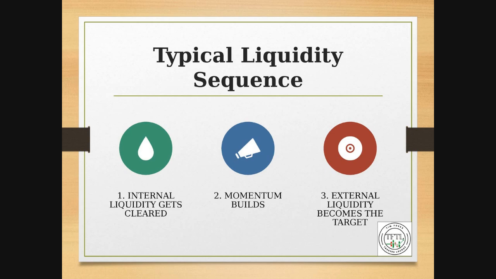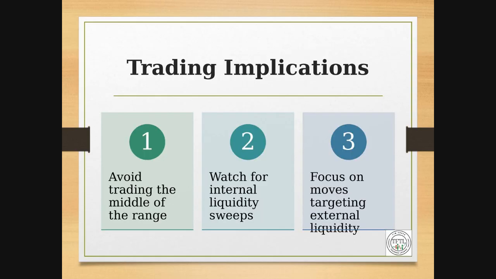So how do you use this concept in trading? Number one, avoid the middle range. The middle range will always contain the most noise. High probability moves occur near liquidity targets. That is why internal liquidity gets cleared fast. Number two, watch for internal sweeps before breakouts. If internal liquidity hasn't been cleared, the breakout may be premature. It might be a fake out. Then you focus on external liquidity as your target.